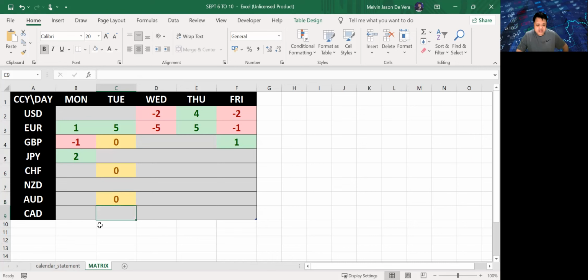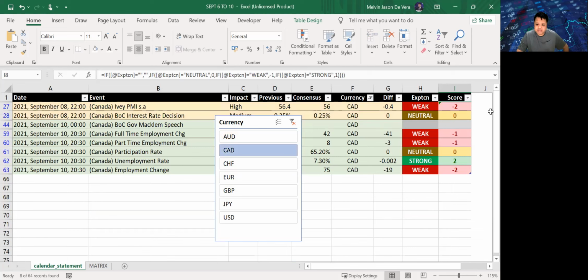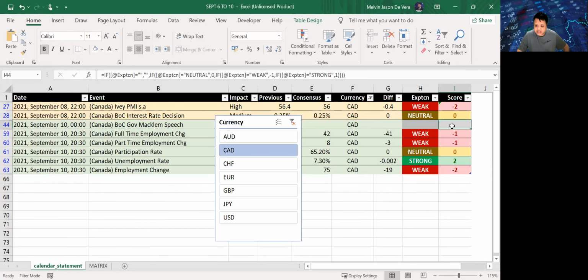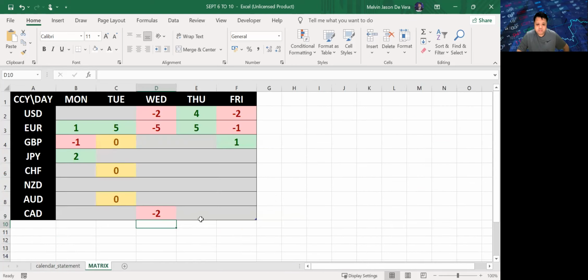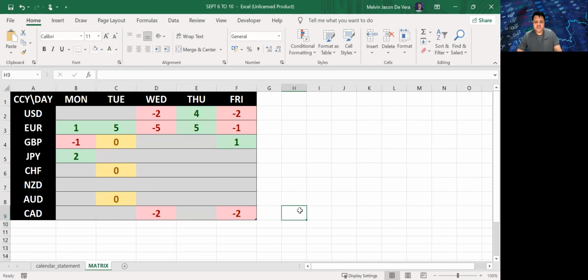Finally, we have the Canadian dollar or the loonie. So September 8, we have negative 2. 6, 7, 8. Negative 2. And then September 10, we have a negative 2. Alright, so ito po ang summary natin ng strengths.